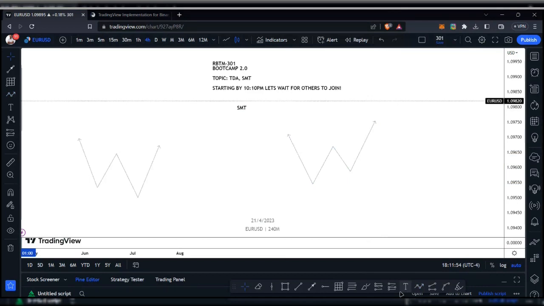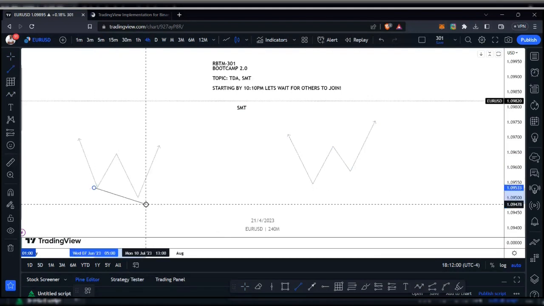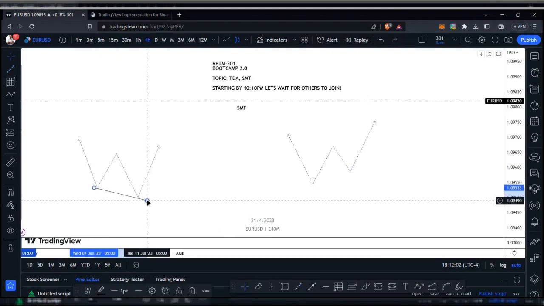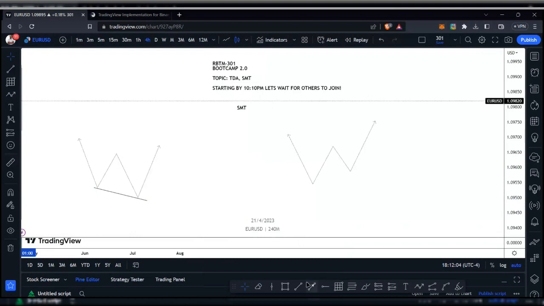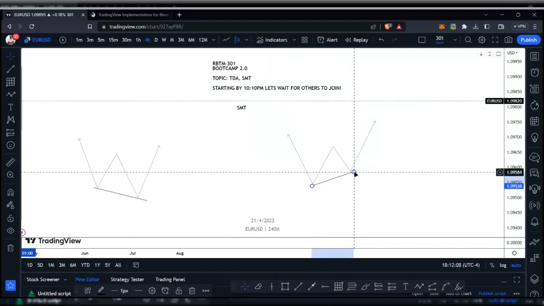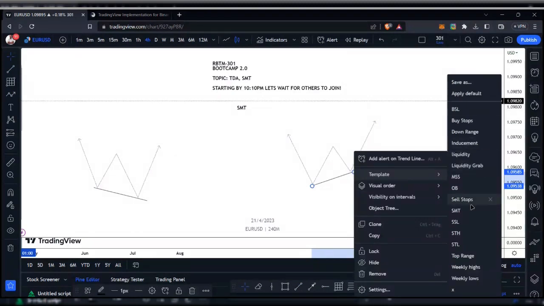So when one pair is making a low and the other one is not, this basically, I think they used to call it a crack.